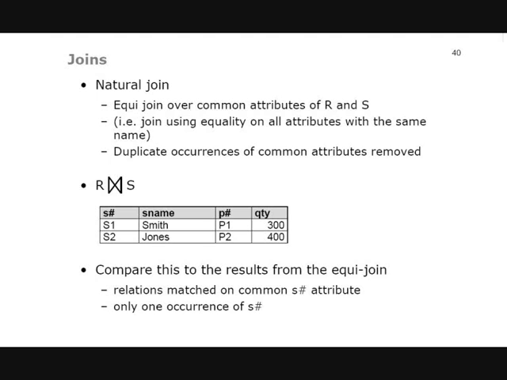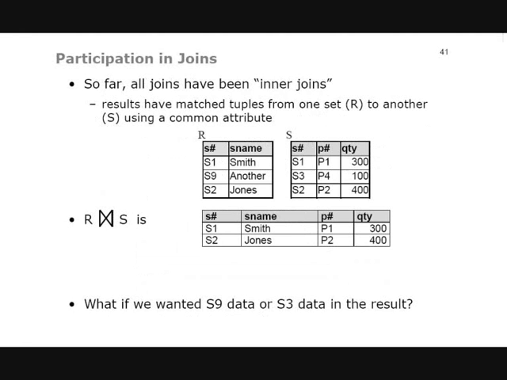Now, the kind of joins that we have been looking at are what they call inner joins. And that means that the results only appear where there is a match. So let's say that I have two tables. One of them I have R with S1, Smith, S9, another and S2. And in the other one I have the shipments for X1, P1, S3, P4, and S2, P2.